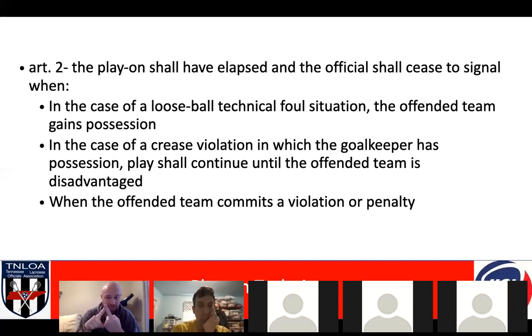Offense gets a penalty. That's easy enough. We're going to end a play on. There's a second play on, a crease violation, or we have a flag down that was already on the field, and then we have a technical foul on the same team.